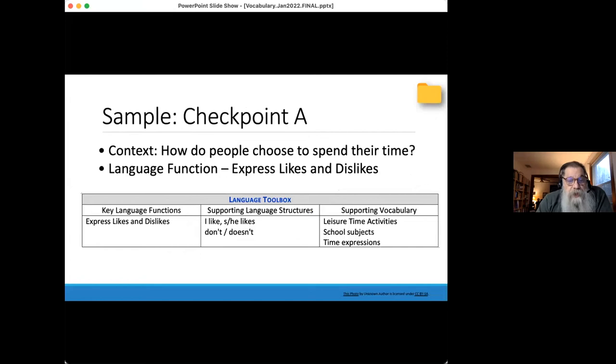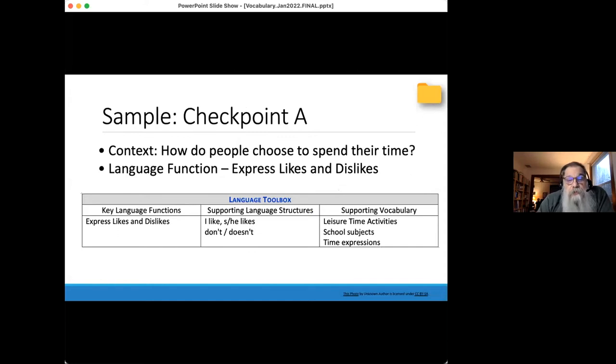So here's an example of what you might put on a sample checkpoint A unit plan. Our context would be how people choose to spend their time. Our language function is to express likes and dislikes. So in order to do that, we might be introducing leisure time activities as our vocabulary. We might recycle school subjects that we may have already talked about and use that to talk about likes and dislikes. And we might introduce time expressions like always, sometimes, never.